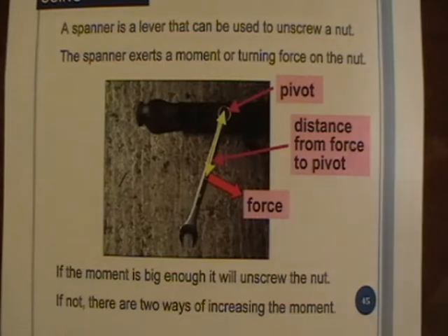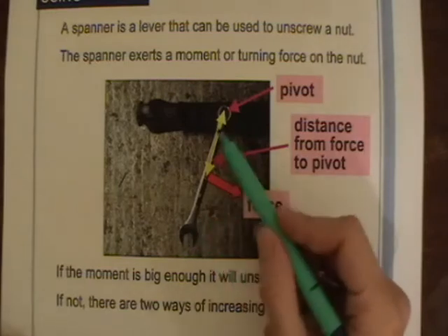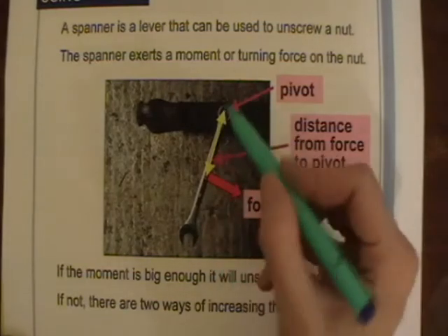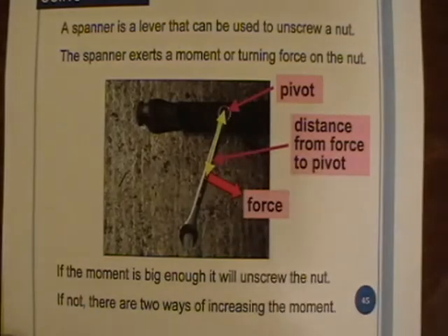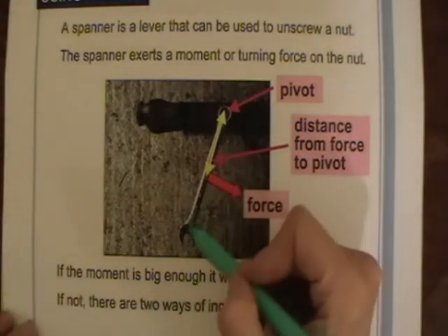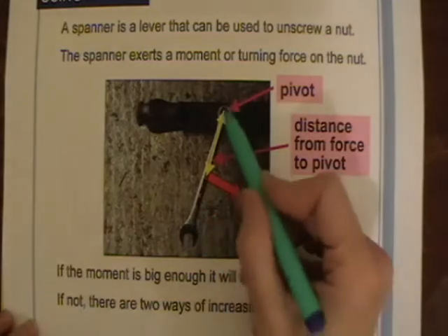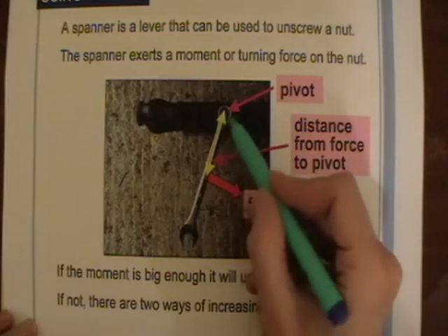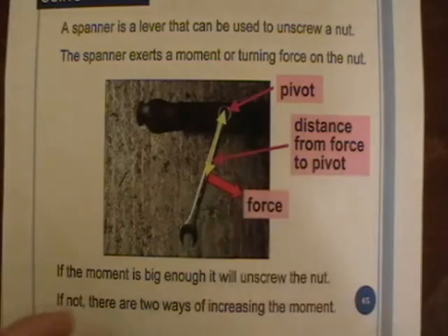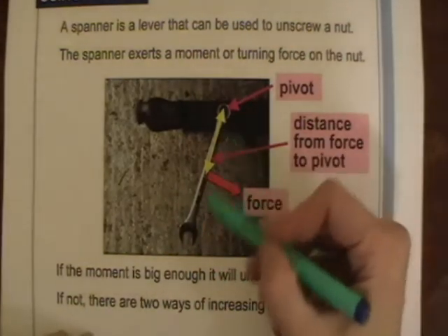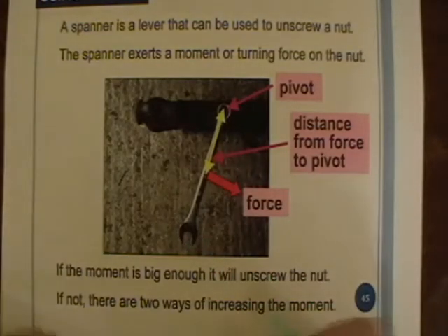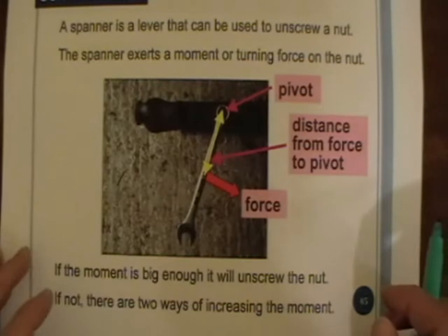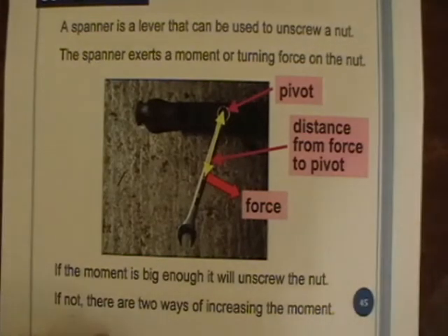Here's a couple of examples of moments. A spanner is what we call a lever. And whenever you attach that lever to some kind of nut, which is very difficult to loosen, you can use your spanner and use a turning effect to loosen the nut. It would be very difficult for you to come along and use your hand and try and turn it. So we try and make life easy for ourselves, and we use a lever to do that for us in the form of a spanner. So the spanner exerts a moment or a turning effect on the nut, or turning force.